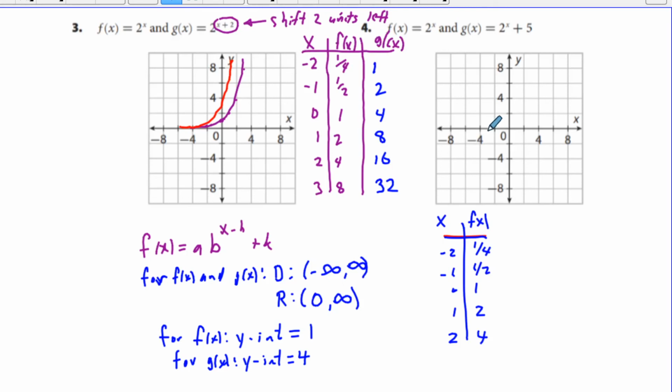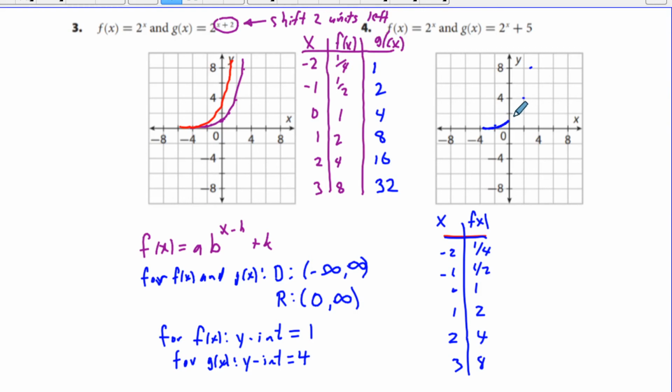And then you're just going to look like this. Negative 2 is 1 4th. Negative 1 is 1 half. 0 is 1. 1 is 2, and 2 is 4. And 3 is 8. So it can look like this.